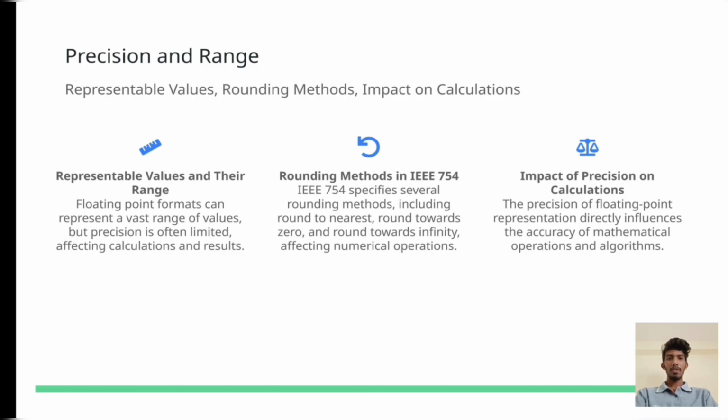Precision and range. Representation values, rounding methods, impact on calculations. Representation values and their range. Floating point formats can represent a vast range of values, but precision is often limited, affecting calculations and results. Rounding methods in IEEE 754. IEEE 754 specifies several rounding methods, including round to nearest, round towards 0, and round towards infinity, affecting numerical operations. Impact of precision on calculation. The precision of floating point representation directly influences the accuracy of mathematical operations and algorithms.